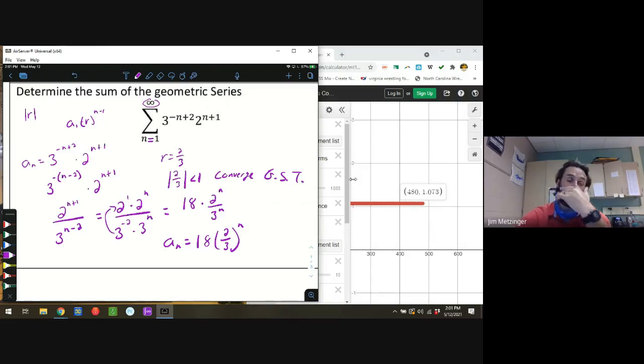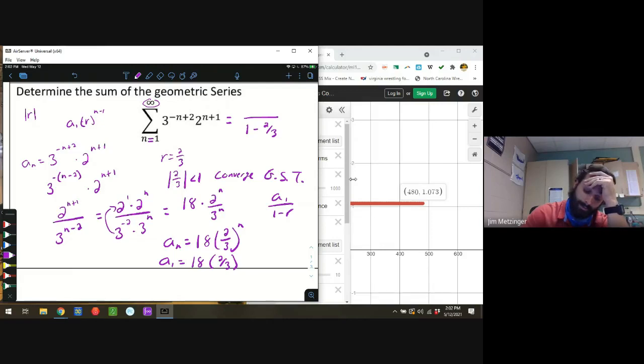It converges to a value equivalent to a1 over 1 minus r for the sum. Well, r being 2/3, I got 1 minus 2/3 in the bottom. a1 would be the value if I put 1 in for n. So that's 18 times 2/3. 18 divided by 3 is 6, times 2 is 12. And that would give me my sum. Is that 12 divided by 1/3, 36?